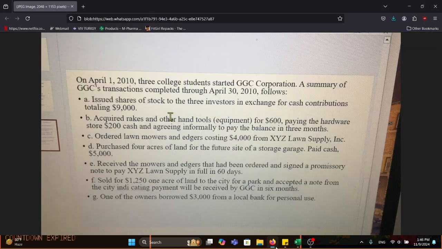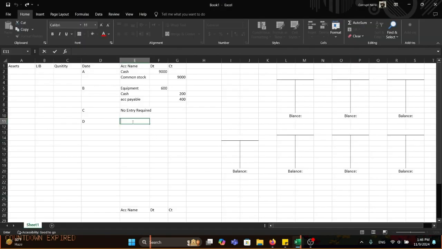In D, it says purchase 4 acres of land for the future site of a storage garage, paid cash 5,000. So we got 5,000 of land. Here you're gonna write 5,000. And we lost cash because we paid with cash. So this is 5,000.